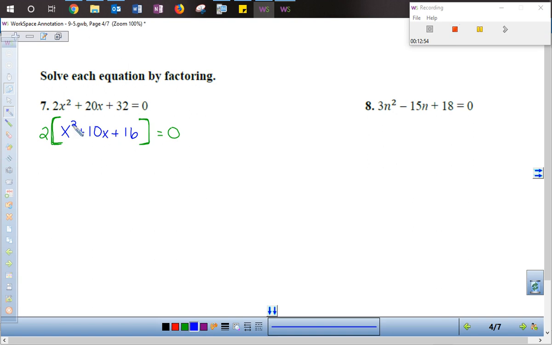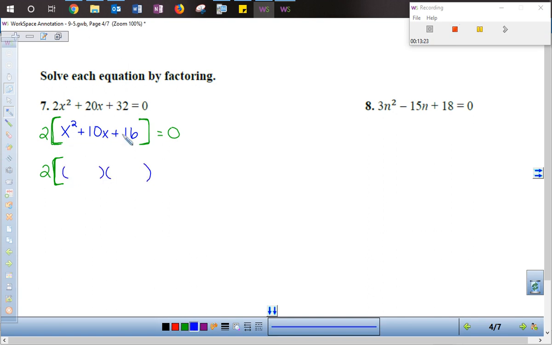Now according to our cheat sheet, the next thing that we need to look for is how many terms there are. And since we have 3 terms, I want to focus on the a value. This a value here is 1, which means I don't have to frowny face factor. I can easy factor. So bring down your 2, open your bracket, and then make your 2 binomials.